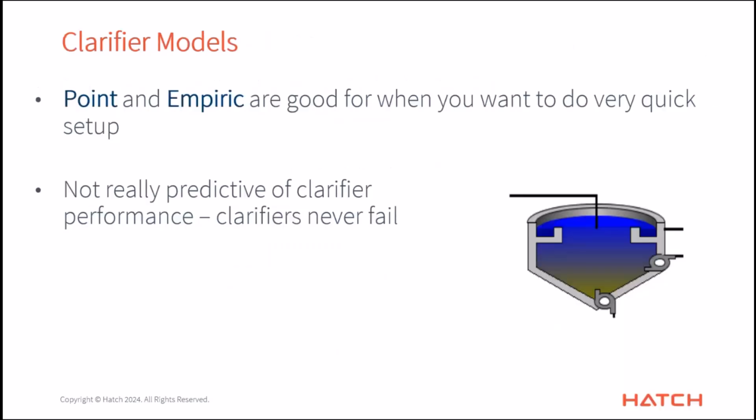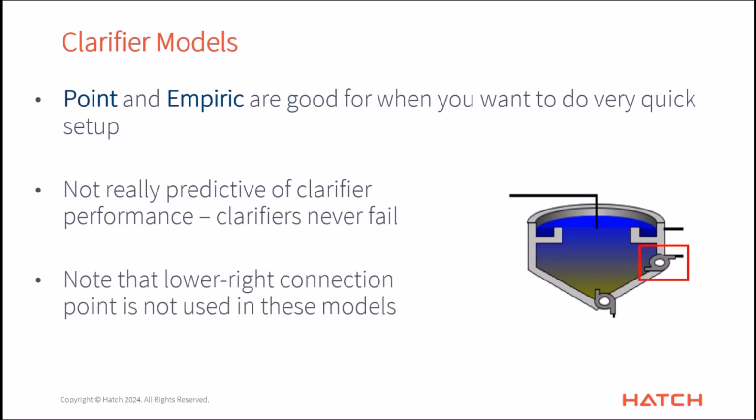So that's available there. Now, as I mentioned, these point and empiric models are good when you want to do just a very quick and dirty setup of a model. Just put them down, assume some sort of capture rate, and move on. But keep in mind that because it's not really there to predict the performance, it's really just to do the solid separation that you need to make activated sludge work, the clarifiers will never fail. It's always going to remove 99% no matter what you put into it.